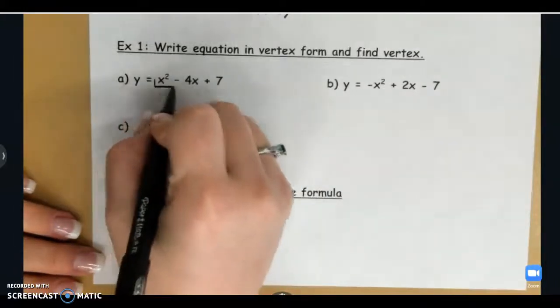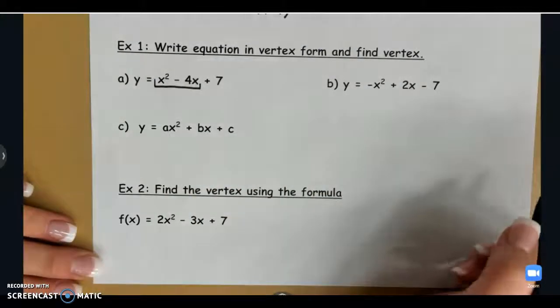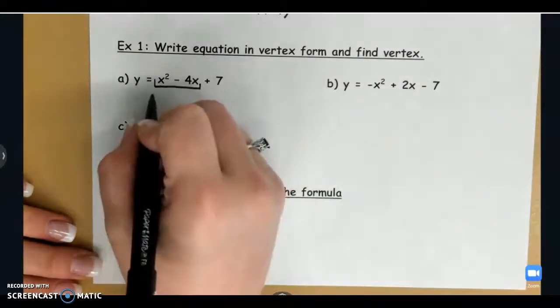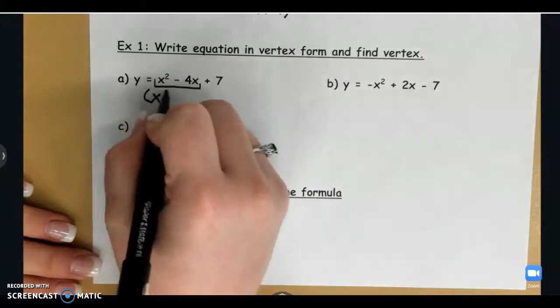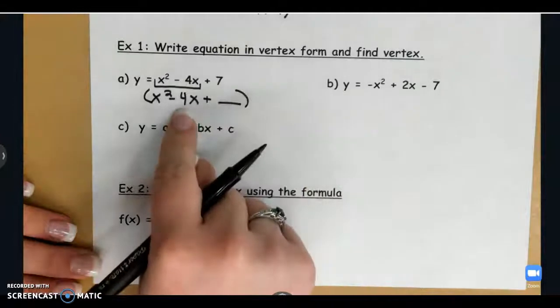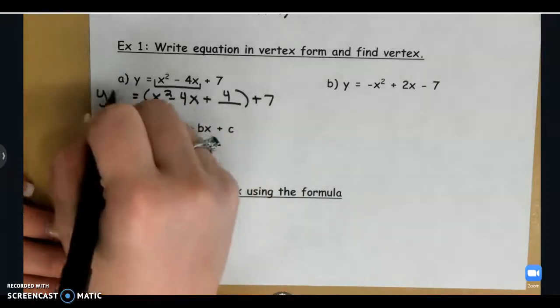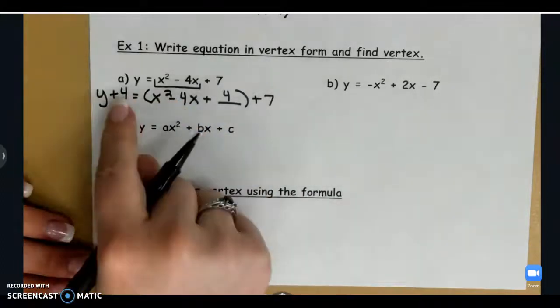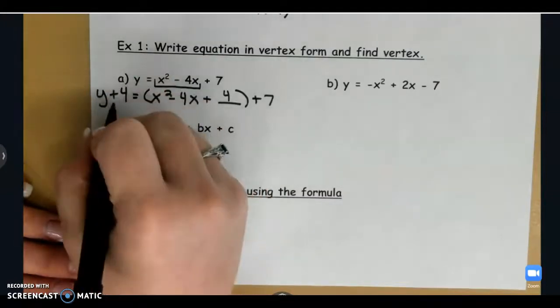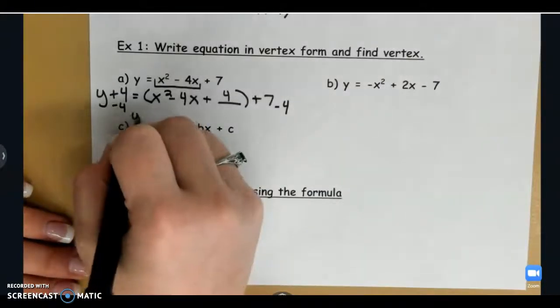We are going to complete the square using the first two terms in our quadratic. So if I were to rewrite this and want to make this a perfect square trinomial, remember you half the middle term and then square it. So that is going to be negative 2 squared, which is positive 4. And remember, if I add it on one side, I have to add it on the other. But because we're writing the equation in vertex form where y is by itself, I'm going to need to subtract that 4 on both sides to get y by itself.